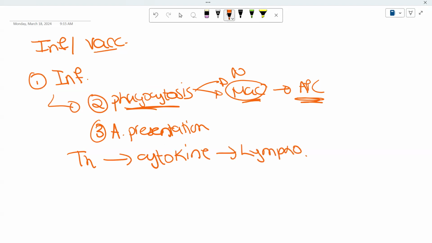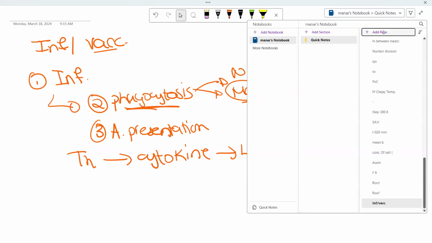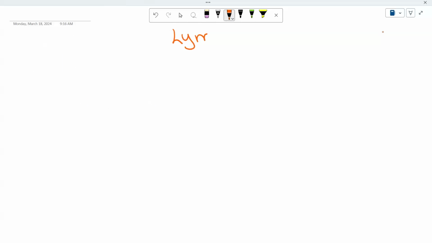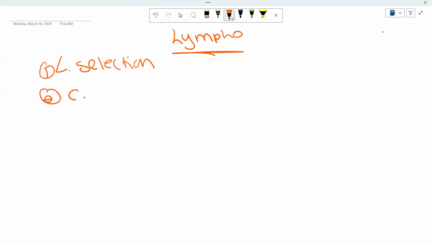From here, the confusion starts. Lymphocytes are now activated. They will go through what? Both of them, whether B or T. Clonal selection. I will select one, the one with the complementary receptor. And then, very good, clonal expansion. They will multiply by mitosis and then differentiation. And I'll be done.